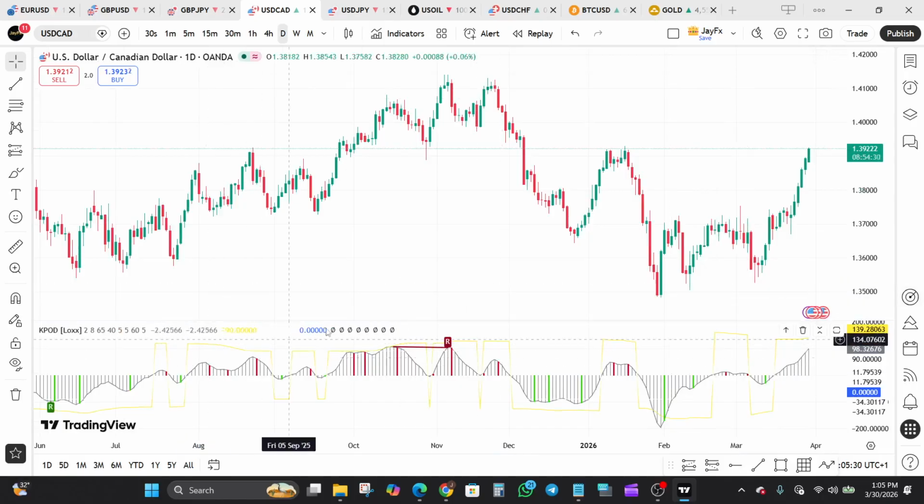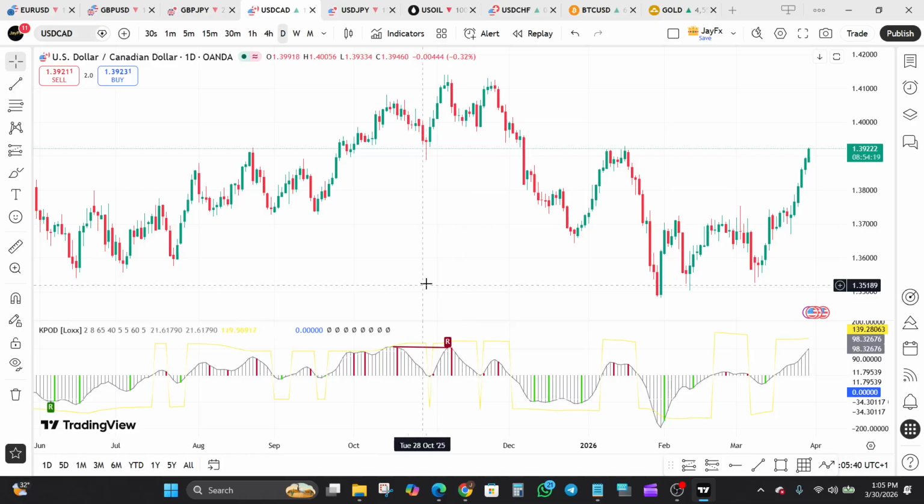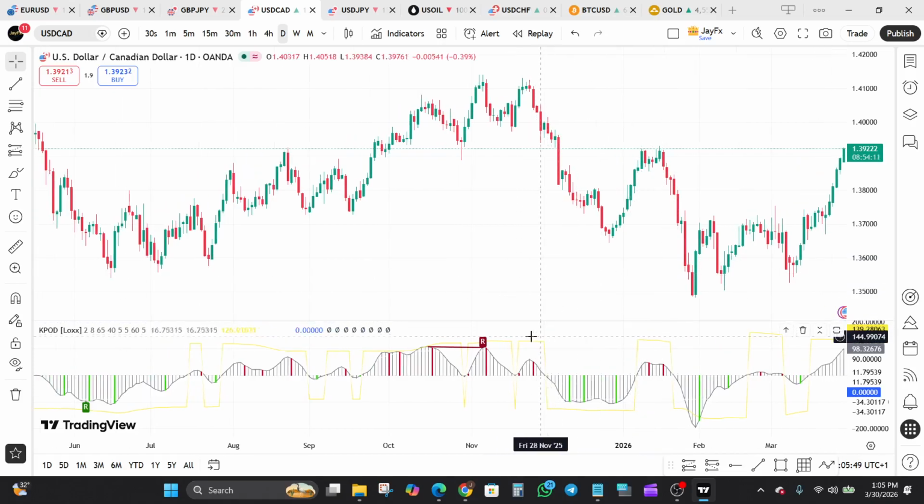So this is a technical indicator designed to identify overbought and oversold conditions using advanced smoothing techniques. All right, it measures momentum and highlights extreme price levels where the market may be stretched. Okay, so these extremes can signal potential reversal zones or areas where price may slow down.